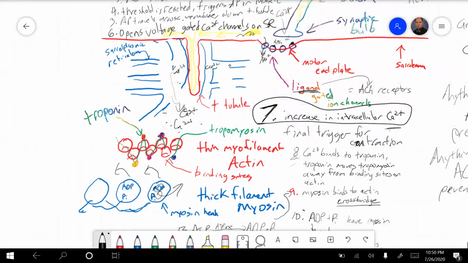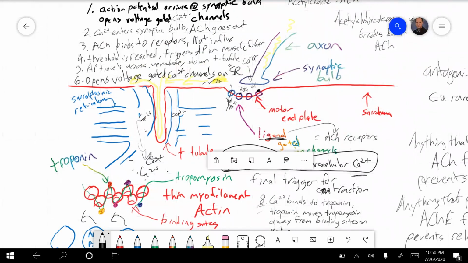Like I said, this whole mechanism is essential. Acetylcholinesterase, we can't screw this up. And if we do, the results are disastrous. You can't breathe. More on neurotoxins and how they affect the neuromuscular junction later.